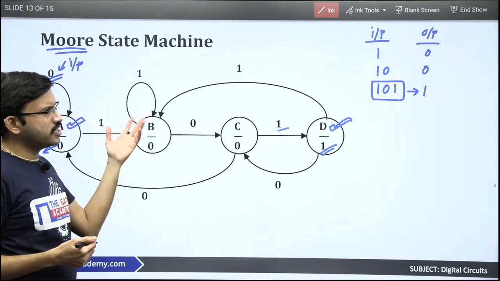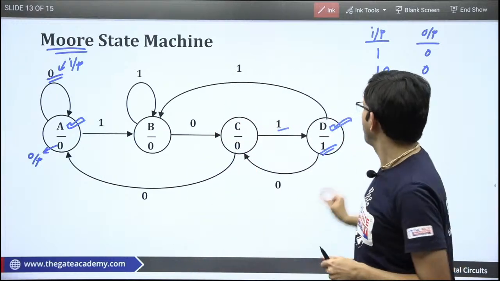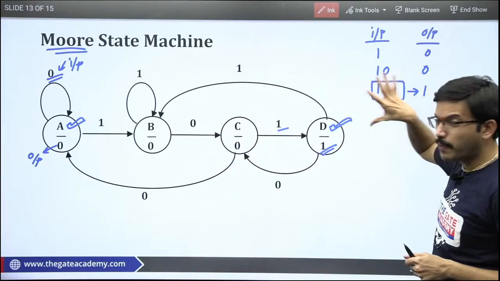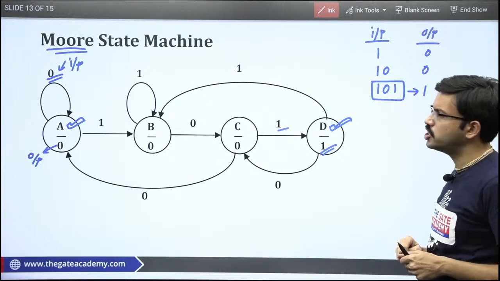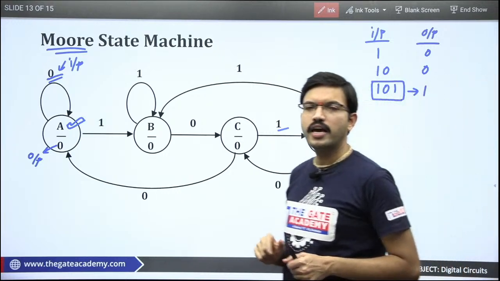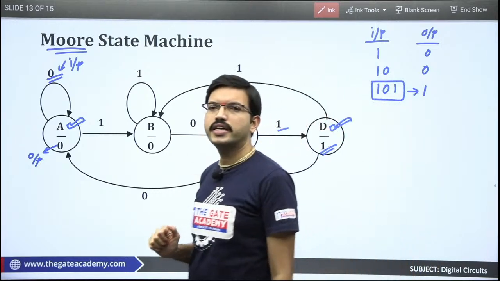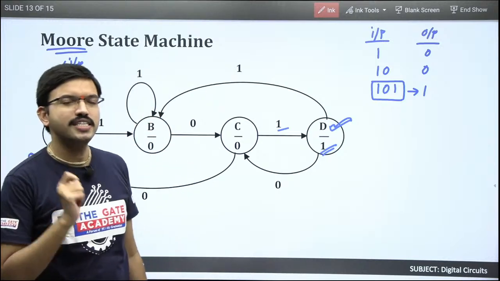But if you observe the difference between the previous one and this one, in the previous case also that particular sequence detector detects 3 bits 1 0 1 only. Here also it is detecting the same bits 1 0 1. But have you observed any difference regarding the state diagram?